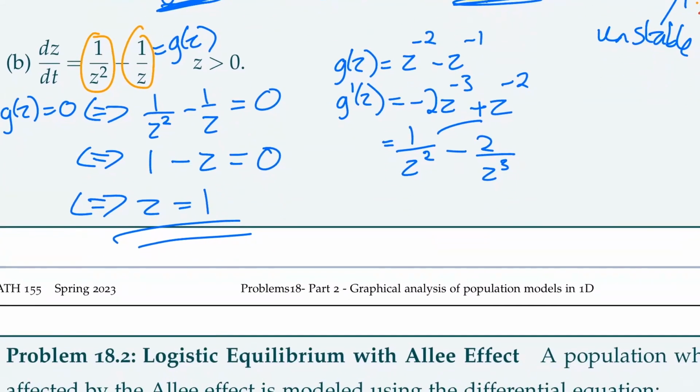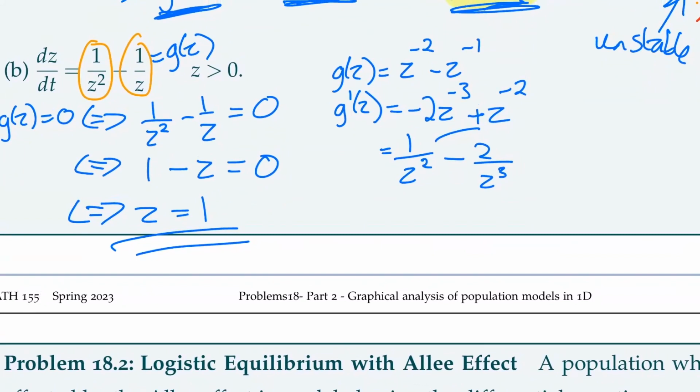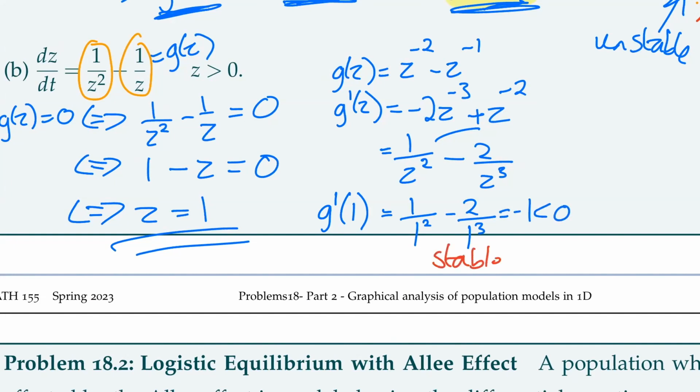Okay, so we only have one equilibrium here. So we just need to sub in z is equal to 1. So what's our g prime at 1? We can have 1 over 1 squared. We just have 1 minus 2 over 1 cubed. So you have 1 minus 2 minus 1. So this is negative. So we already know at this point that it's stable because my g prime is negative.